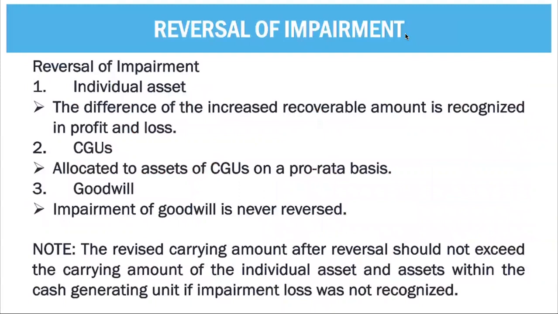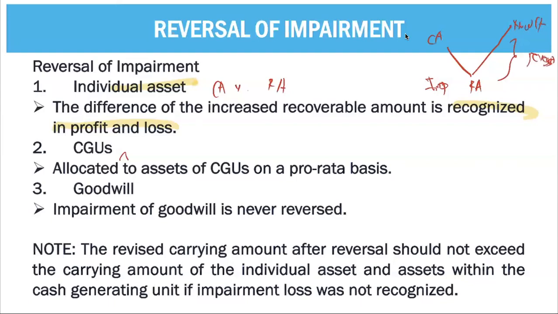Now we go with your reversal of impairment. For reversal of impairment, take note we can impair an individual asset. How do we compare that? Carrying amount versus recoverable amount. We can impair a CGU also, as we have discussed a while back, and your goodwill. For an individual asset, the difference of the increased recoverable amount is recognized in profit or loss. So this is the previous carrying amount. This is now the recoverable amount. This is the new carrying amount. Okay? So carrying amount, recoverable amount, there is an impairment. Now there is a new carrying amount. It means there is a reversal.